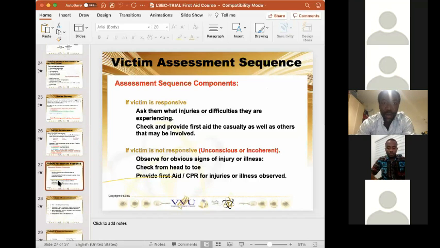If the victim is responsive, one, ask them what injury or difficulty they are experiencing. Two, check and provide first aid to the casualty, as well as others that may be involved. If the victim is unresponsive or unconscious, there are processes and principles that we need to comply with.